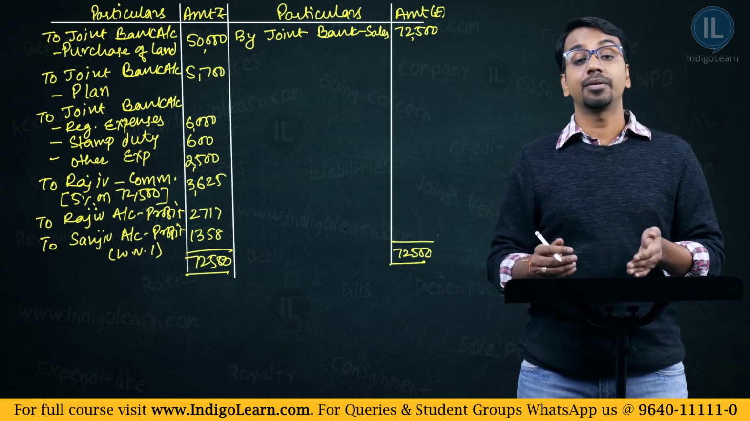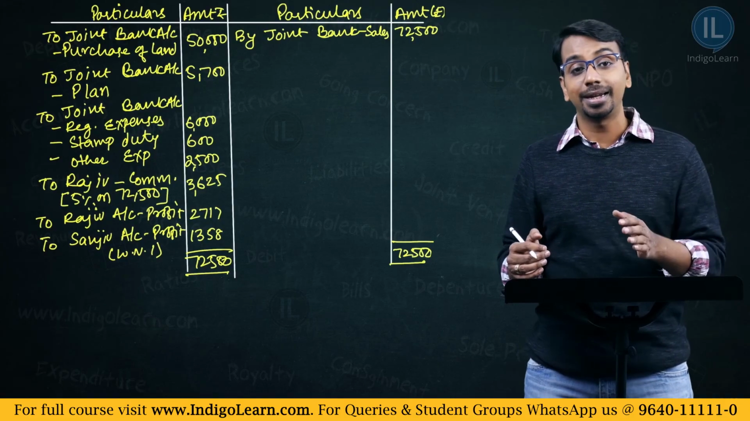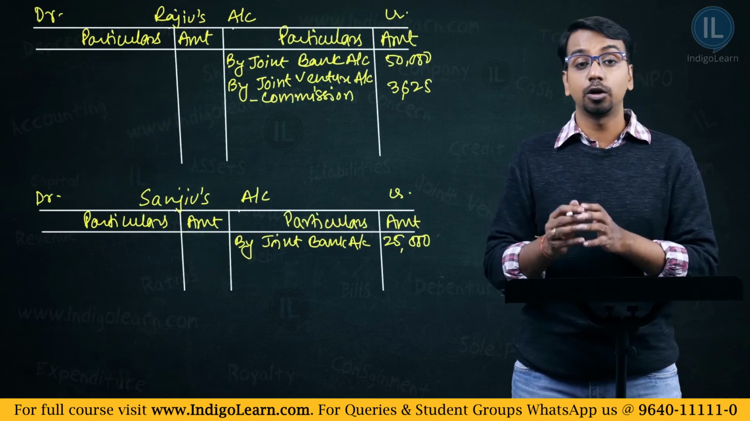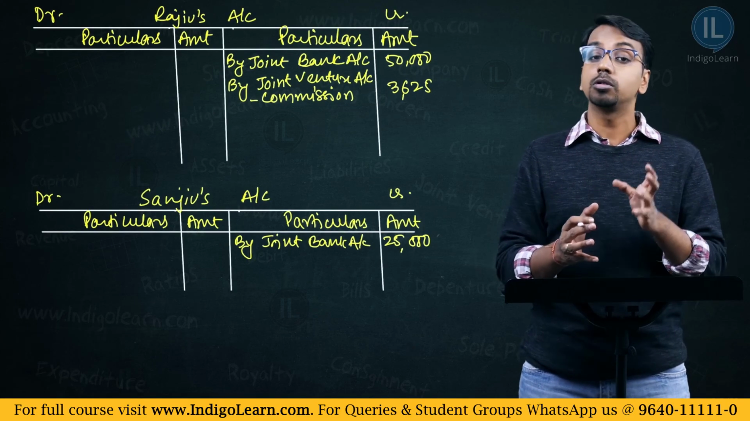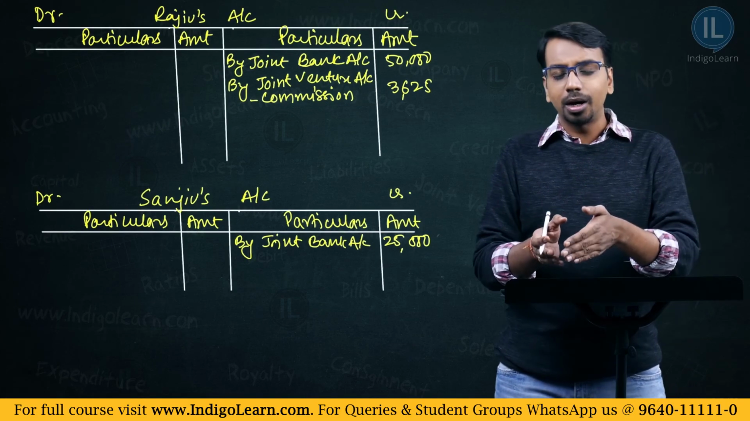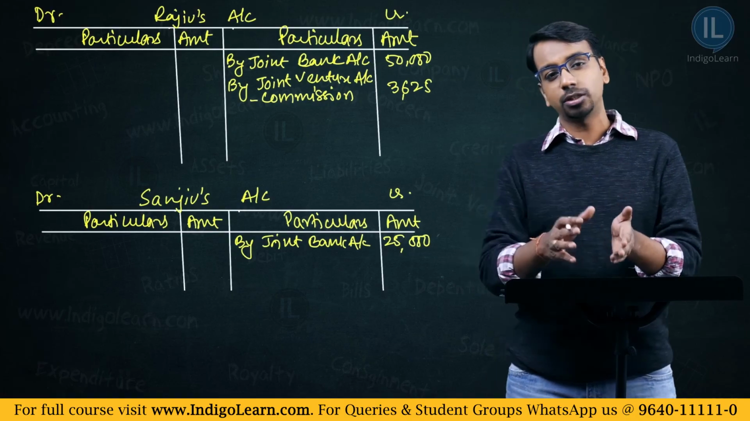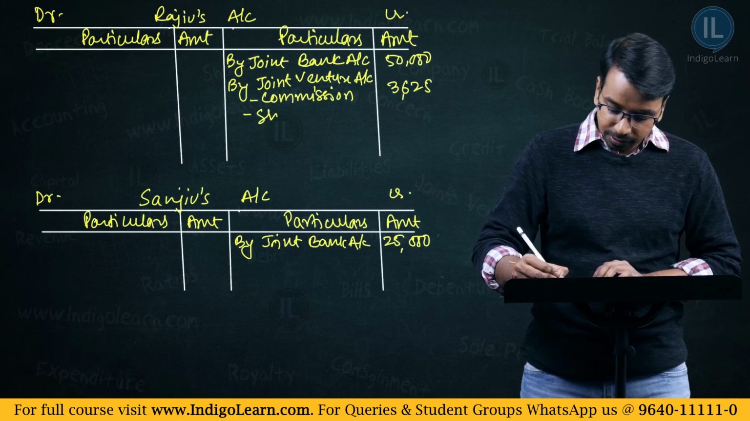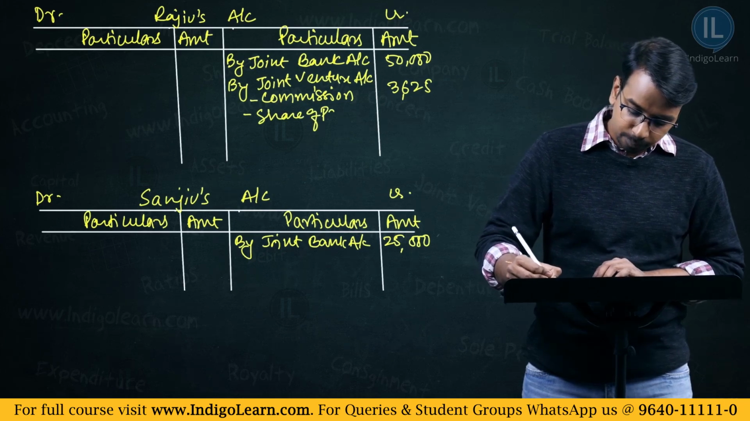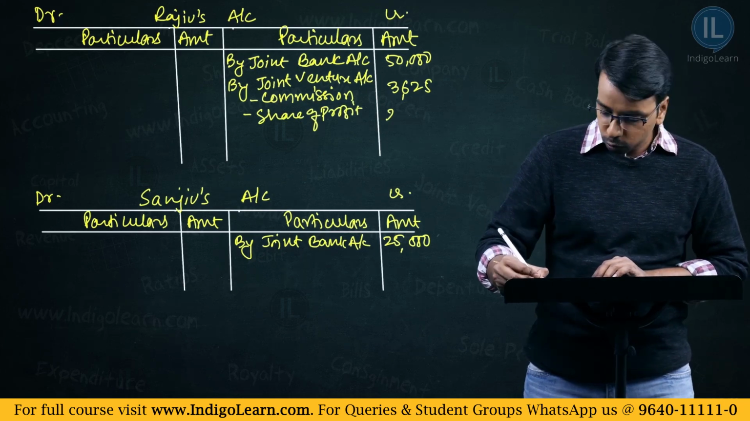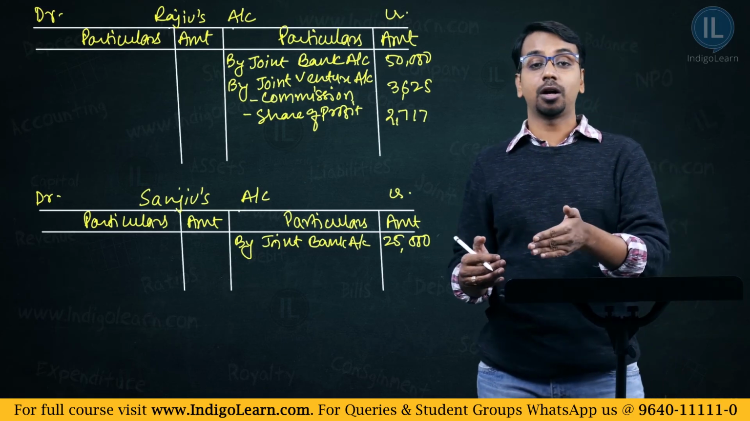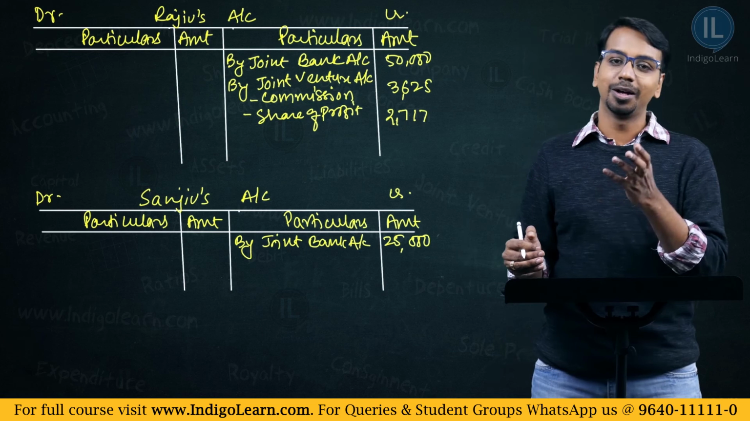Now this 2717 and 1358 will be credited to the respective co-venturers account. In Rajiv's account, you will write by joint venture account. What is the amount? 2717. Now because there is already an entry called by joint venture, you can actually club it with this entry. So by joint venture share of profit 2717, or you can separately write by joint venture account share of profit 2717.